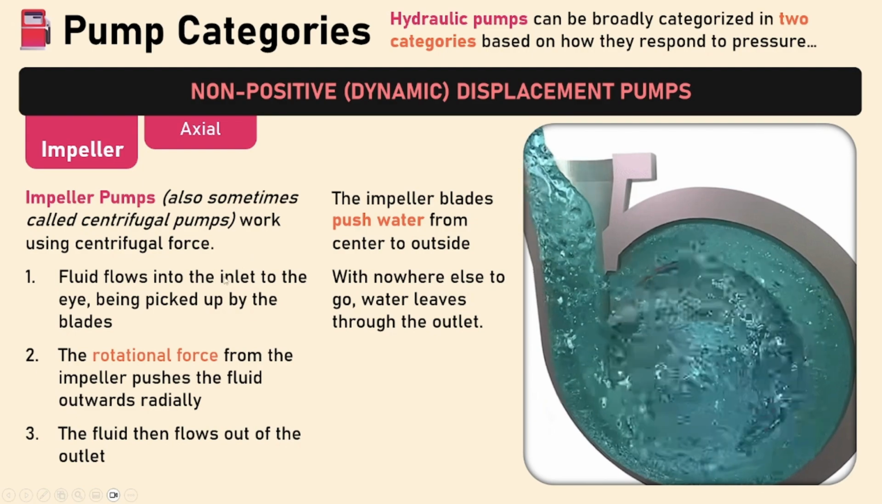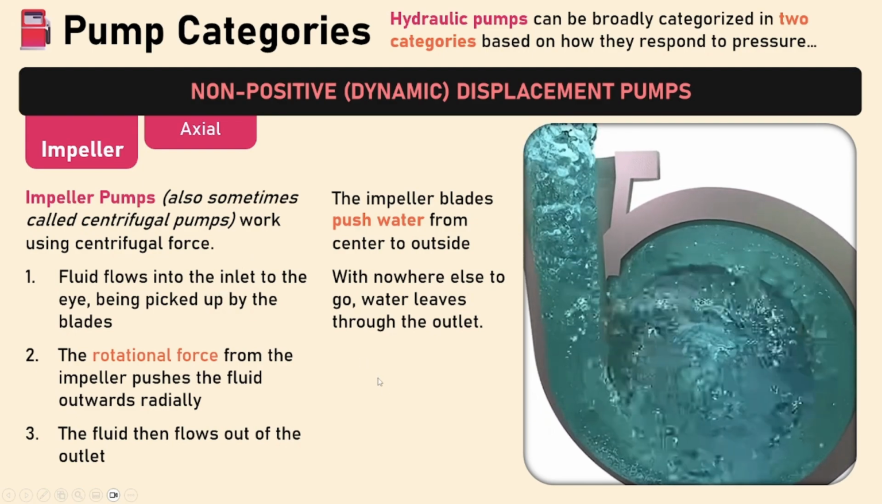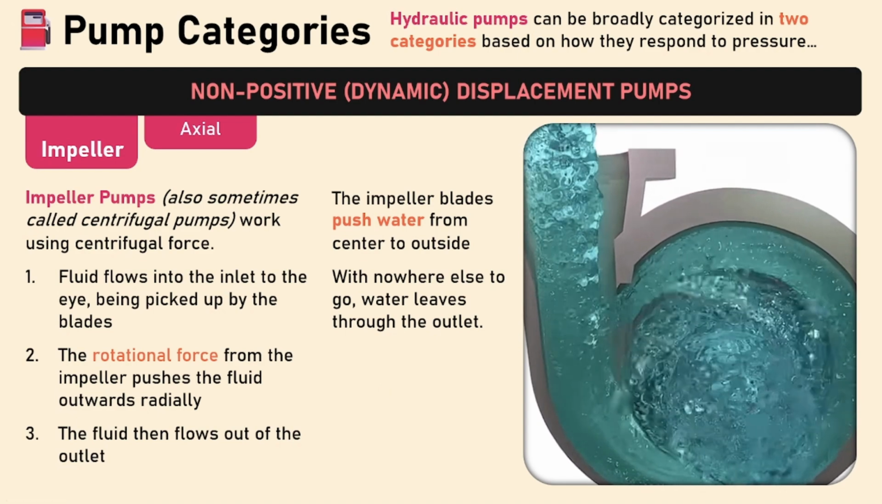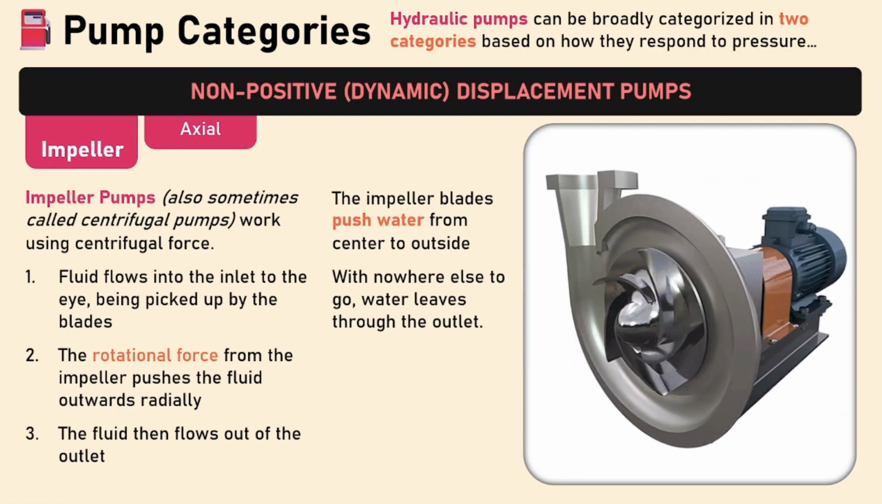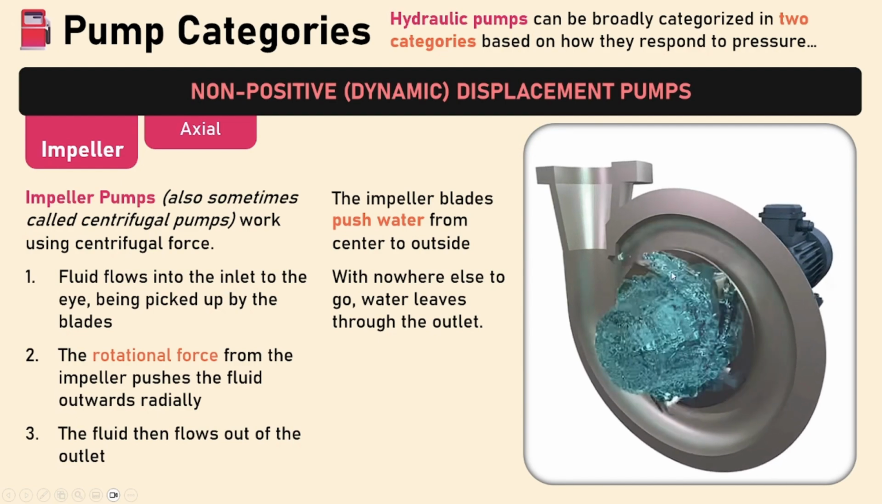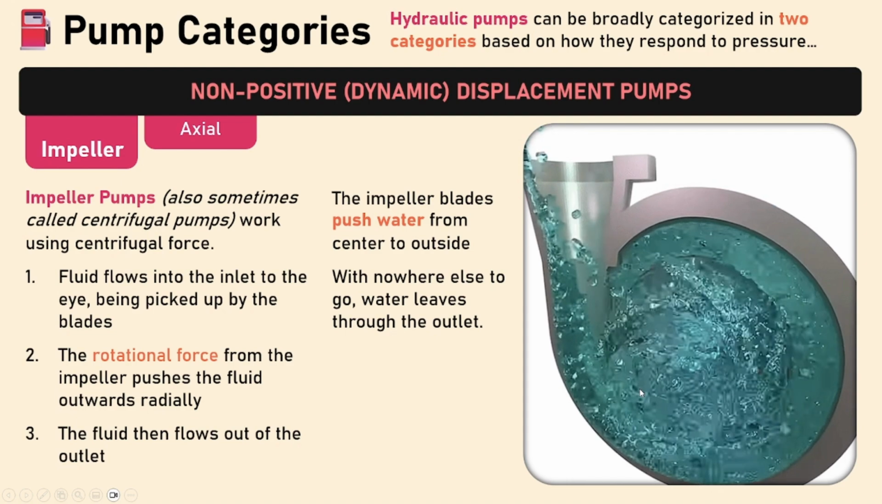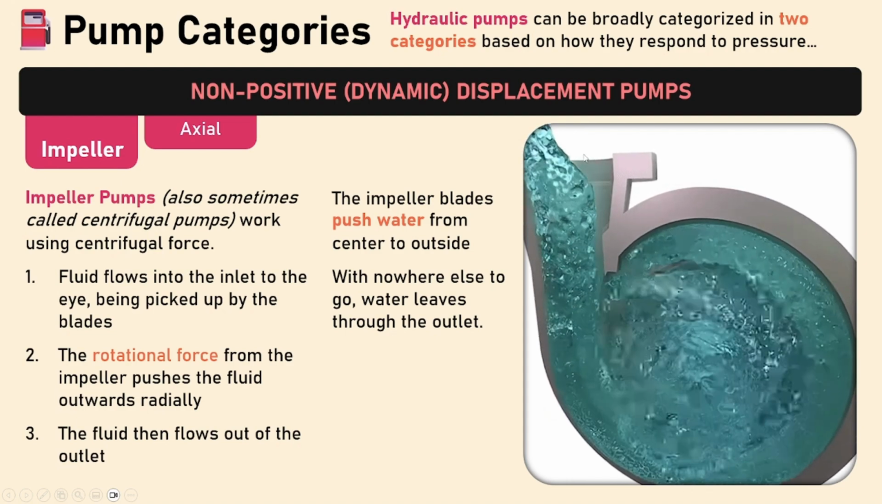Again, the fluid flows through the inlet to the eye, which then gets picked up by the blades. The rotational force from the impeller pushes the fluid outwards radially. Right? We can see here it pushes it outwards, and then as the fluid builds up in this outer ring, eventually it's forced out the outlet.